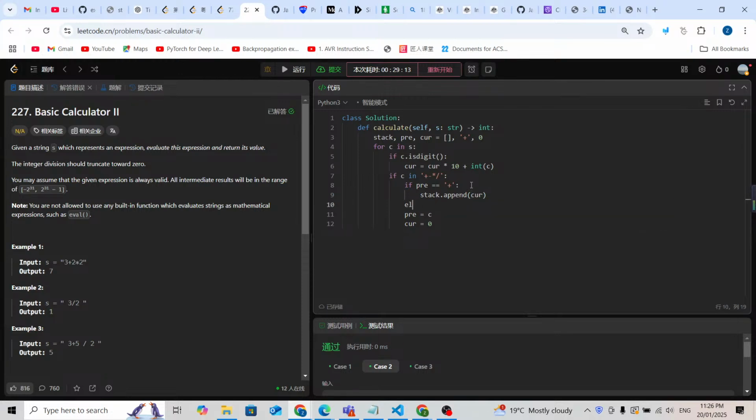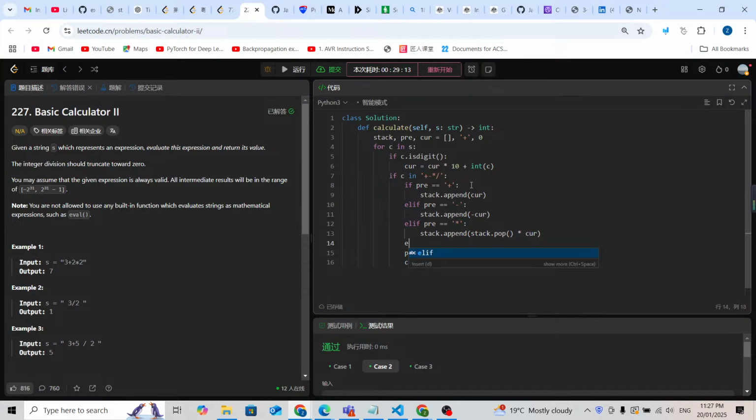Similarly, if the previous sign is a negative sign, I need to append a negative current. Another thing is if the previous is equal to a multiplication sign, first of all I need to pop it out, and then I need to multiply it by the current number.